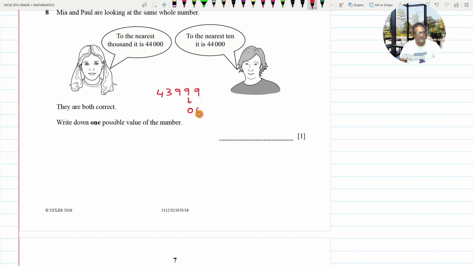This will also become 0. Okay, and this will become 9 plus 1, 0. And this will become 4, and this will become 4. So this works out to 44,000. So this is for this one.